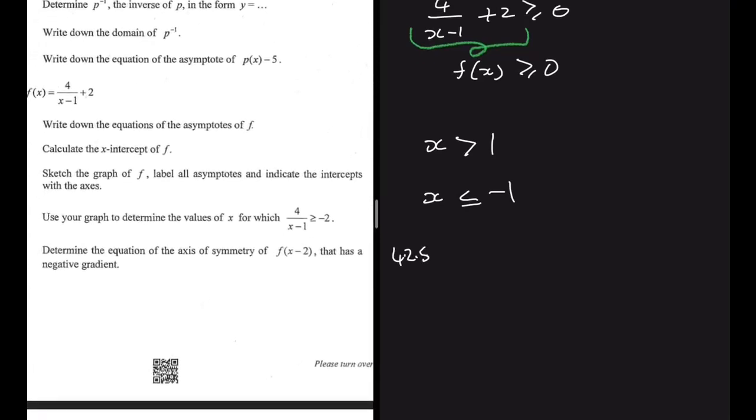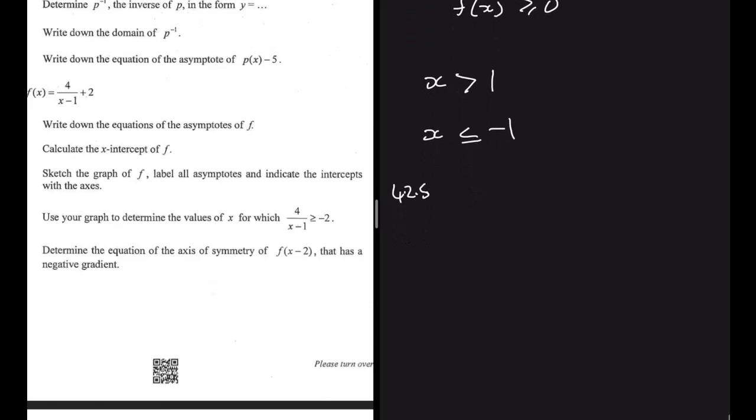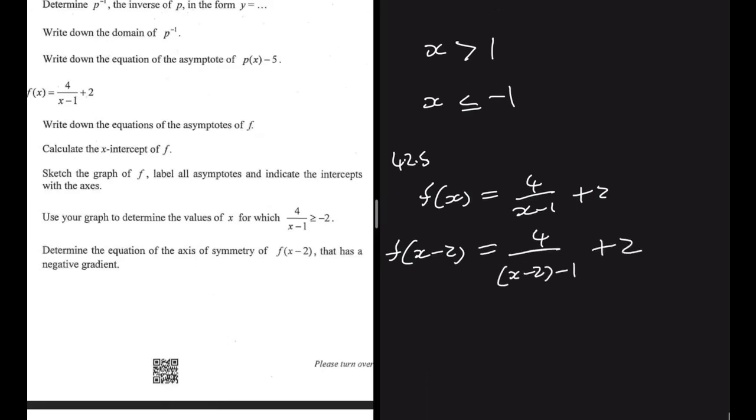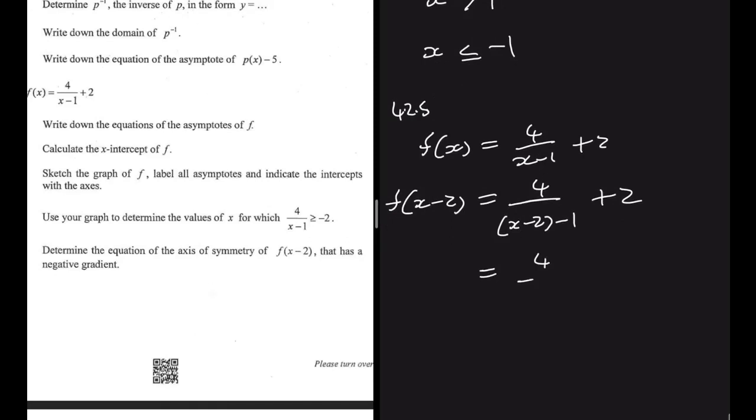Let's determine the equation of the axis of symmetry of f(x − 2) that has a negative gradient. So what is this f(x − 2)? Let's figure it out. We know that f(x) = 4/(x − 1) + 2. So f(x − 2): in place of x, we now have x − 2, and then − 1, + 2. Then this will be equal to 4/(x − 3) + 2. This is what they're talking about when they say f(x − 2).